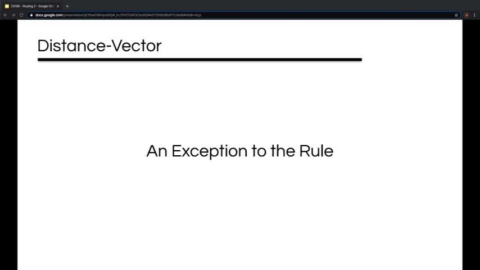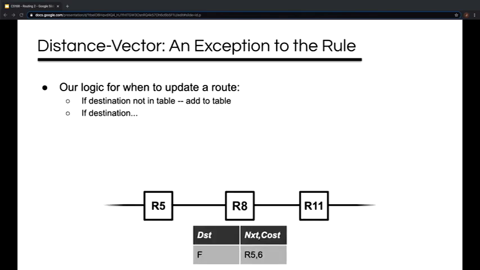All right. I want to talk about this exception to the rule. So thinking about our logic for when we update our table. If we get a route and we don't have a destination in the table at all, we should add it, right? That's sort of one condition that we have. And another one, the big one. What's the big one that we have? What's the big condition for when we update the table?